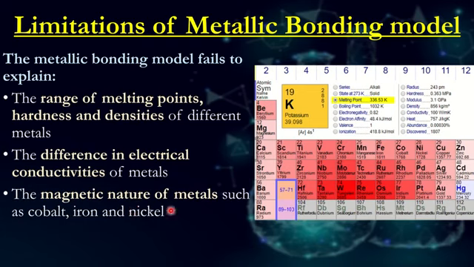And also we can't really explain why some metals are magnetic and some metals are not. But that's not really what we're looking at here. We're just trying to look at the bonding.